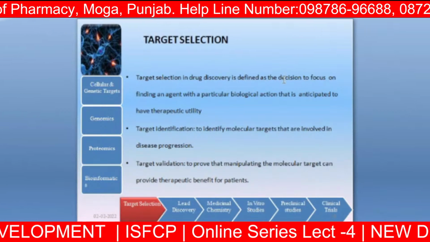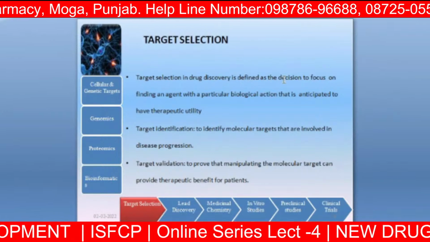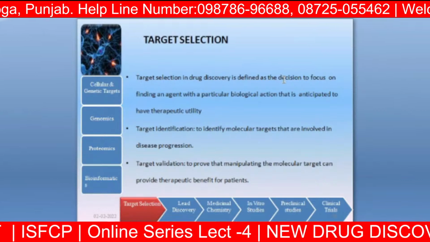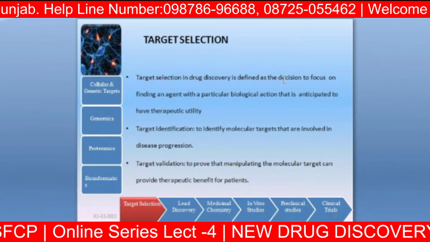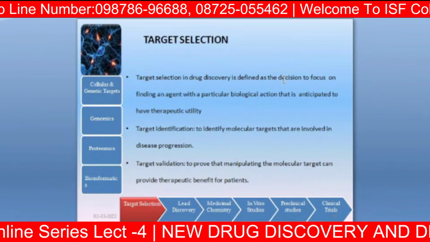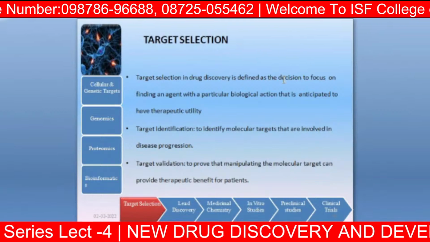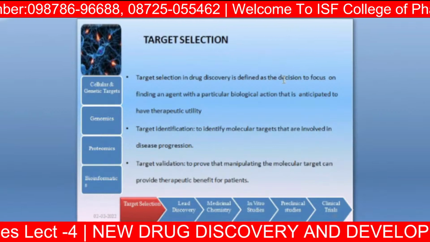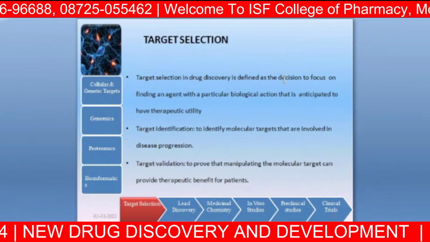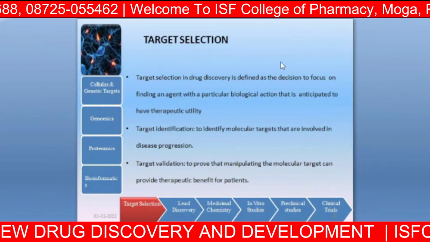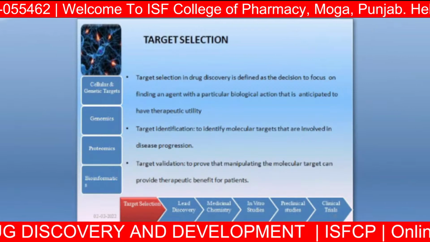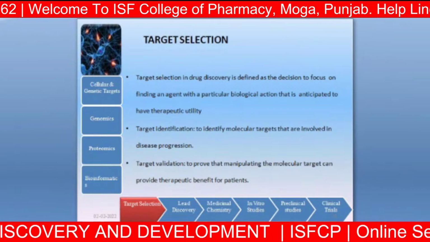Target identification is to identify molecule targets that are involved in disease progression. As I have discussed previously, interleukins are involved in the case of cancer. So in different diseases, different parameters are also there. What we are trying to do is reduce those particular biomarkers which are responsible for the progression of a disease. If we identify them, we will be able to reduce their concentration, their availability, so that we can cure or manage our disease.